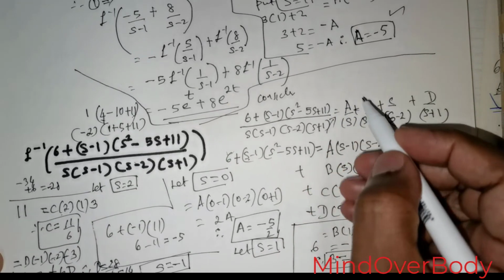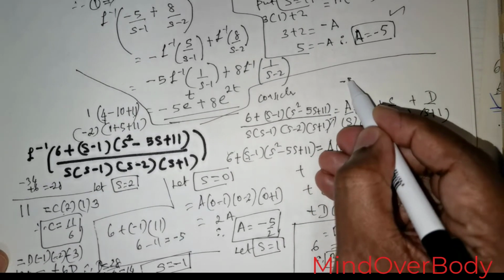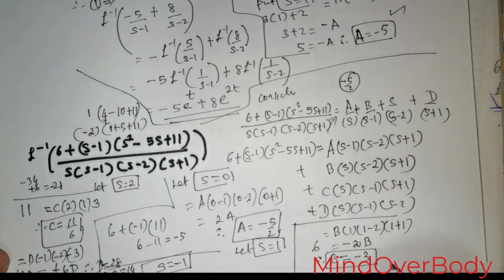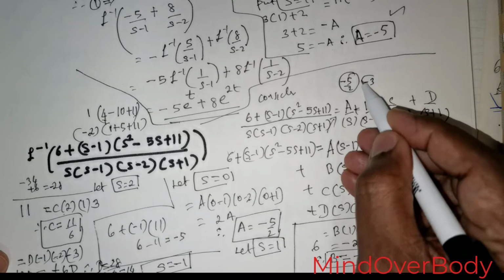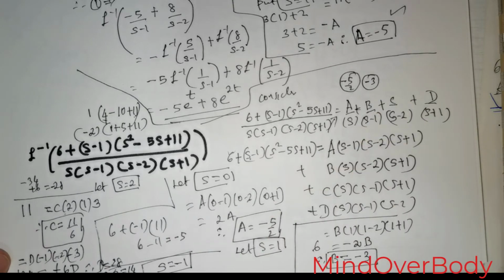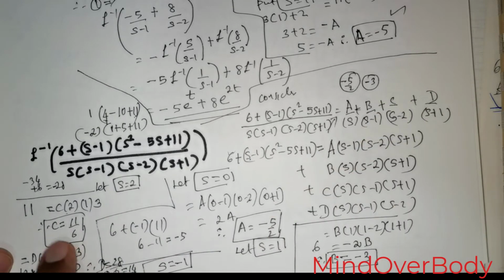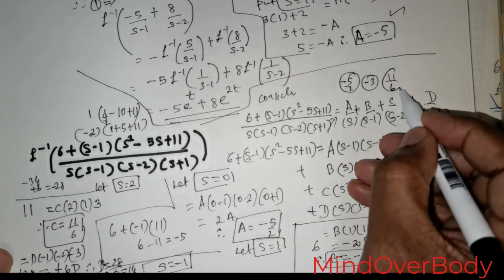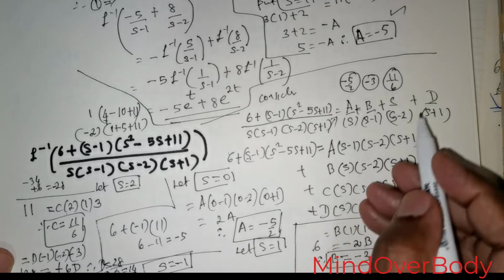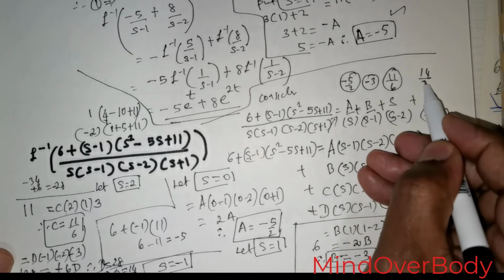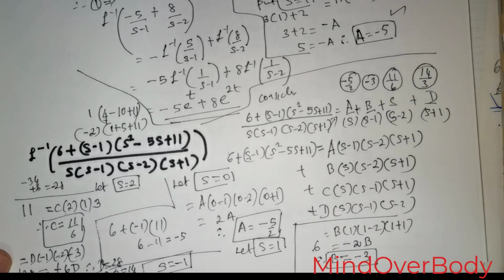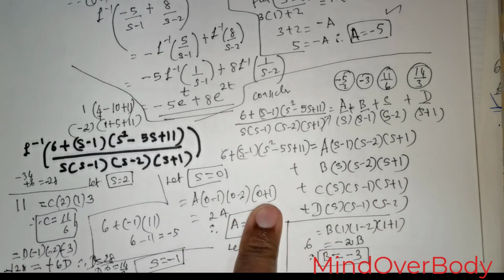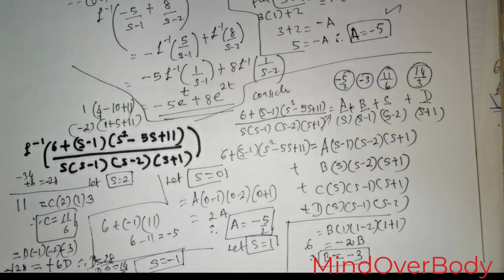So let me write the values down. I've got A to be -5 over 2. This is my value for A. My value for B is -3. My value for C is 11 over 6, and my value for D is 14 over 3. Now the question comes, we will have to substitute all of these values and then obtain the Laplace.